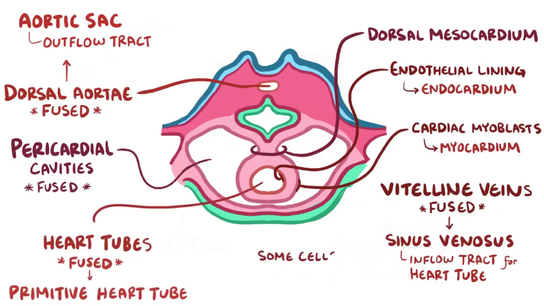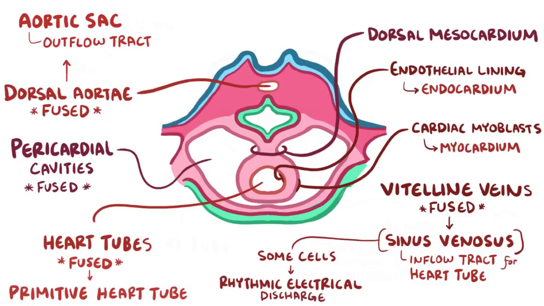Some of the myocardial cells in the sinus venosus start to produce a rhythmic electrical discharge at this early stage, but the conduction system itself and working myocardium are still underdeveloped, and they can't quite contract in perfect sync yet, so we still can't hear that familiar lub-dub sound.